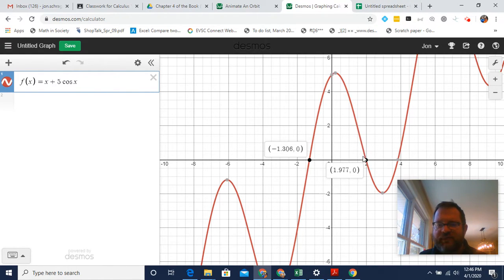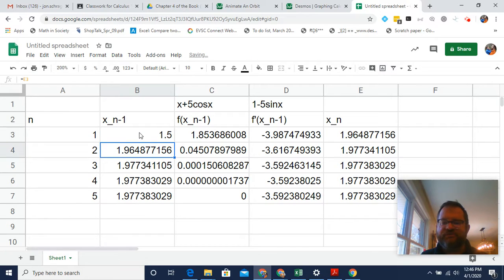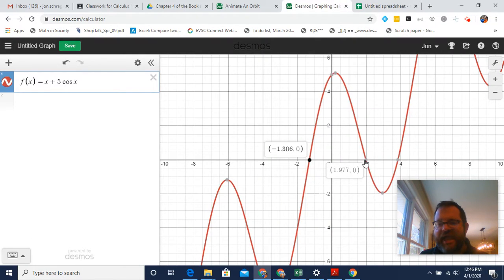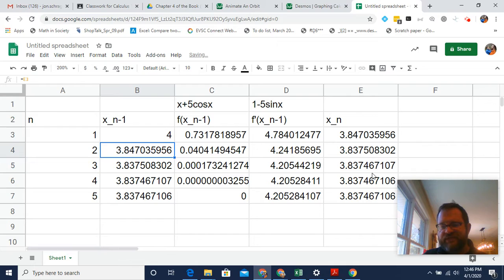So let's choose, well, let's see, we know it's around 1.9. Let's guess 1.5. If our initial guess over here was 1.5, look what happens to our spreadsheet. In just a few iterations, it gets to the solution of 1.977, which I think is correct, yes. And for that matter, we could get this solution over here, which is at 3.8. Let's guess 4. We'll change our initial guess to 4. And look what it did. It found us that solution of 3.877467106. Newton's method rocks.